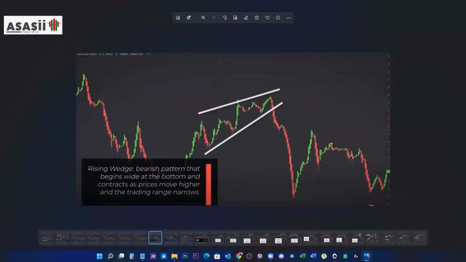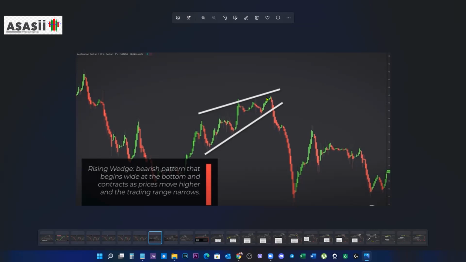Now, we will move to one pattern that we normally use, the rising wedge. The opposite of that is the falling wedge, which you will see later. It is a bearish pattern that begins wide with a bottom contact. You will see that when we normally draw support and resistance, they slightly converge at the end.